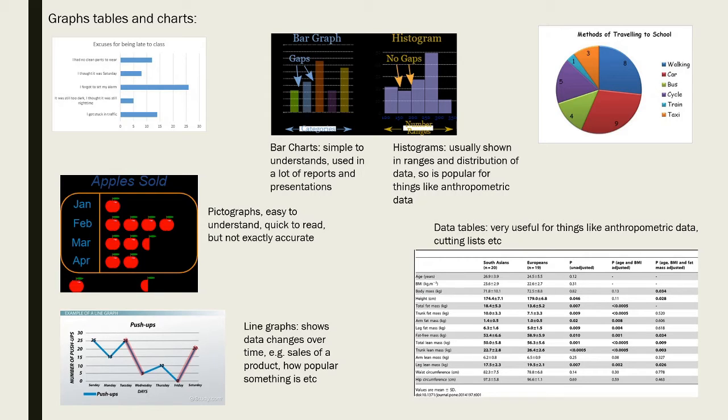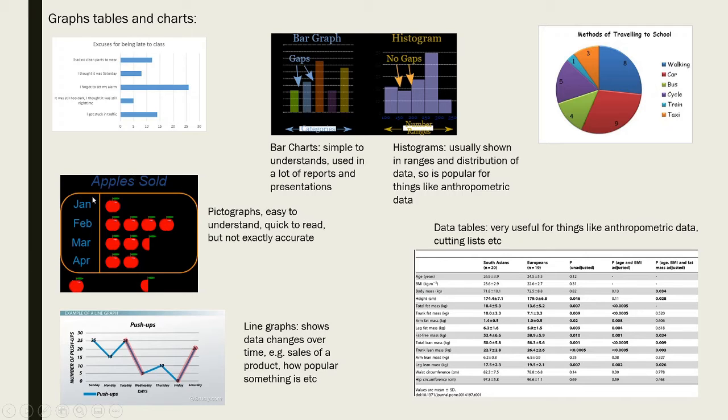So they may show you things like data tables, but also bar charts that just show you how many people, and it's a really easy, quick way to see how many people or whatever the thing is that you're trying to show. You've got pictographs. Again, really easy, probably quite primary schooly, but it's just there to show you some data. Really easy to understand, but there's no accuracy.